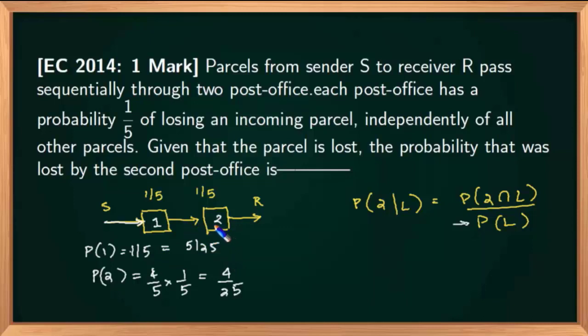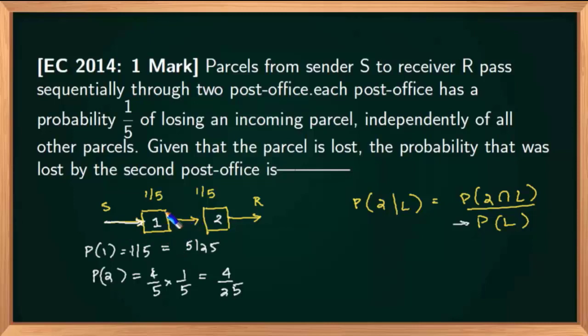So these two lose parcels with different probabilities, though they are independent probabilities. If I send 100, I lose 20 here. If I send 100, here also I would be losing 20, right? But the thing is that if I send 100, only 80 will reach here.